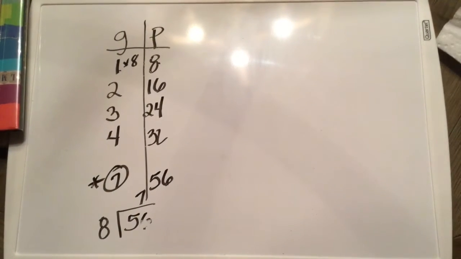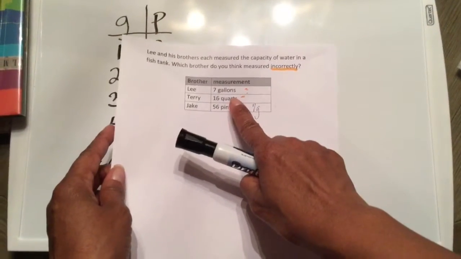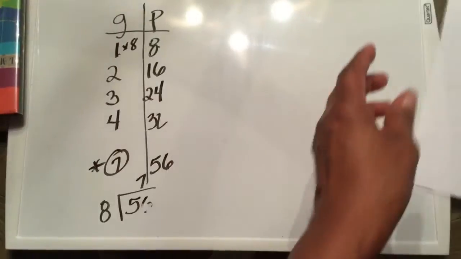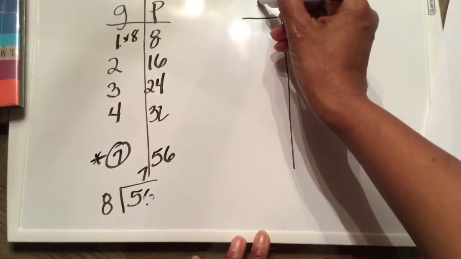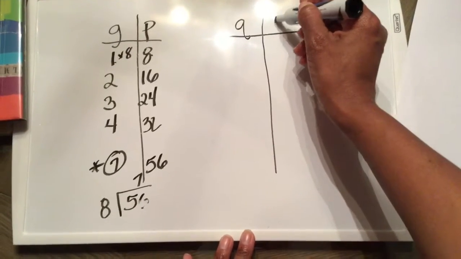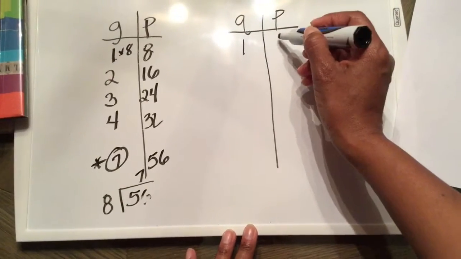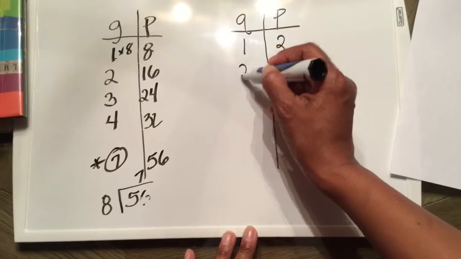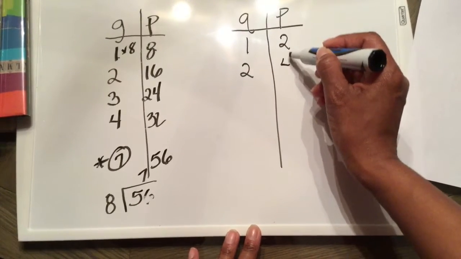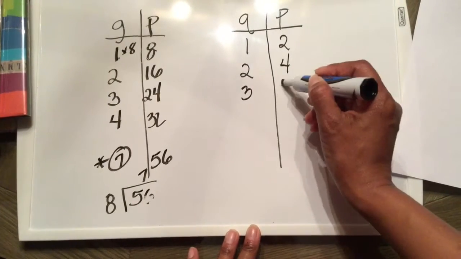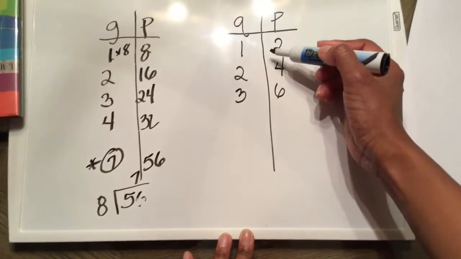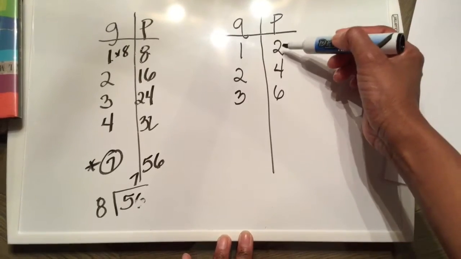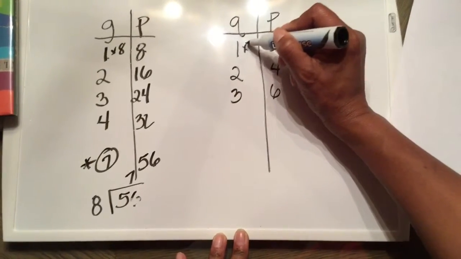Now I need to find out how many pints I have if I have 16 quarts. I know that one quart is 2 pints. 2 quarts would give me 4 pints. 3 quarts would give me 6 pints. And I can keep going on. I can understand that the rule is for every quart, I have 2 pints. So I'm multiplying by 2.